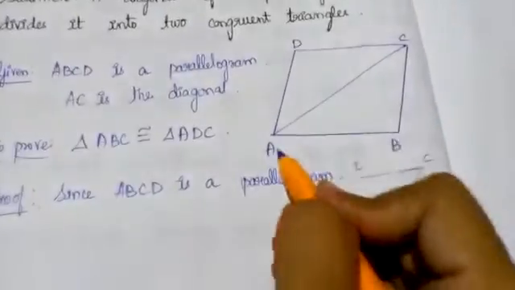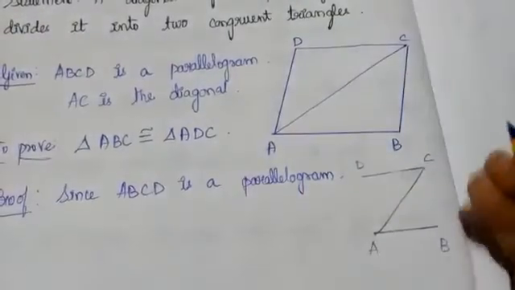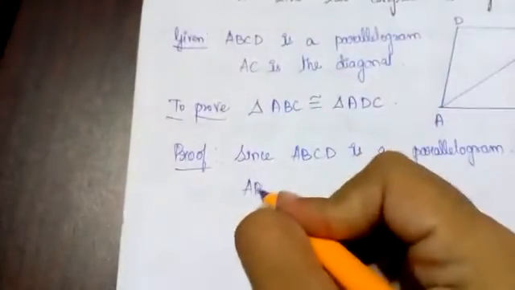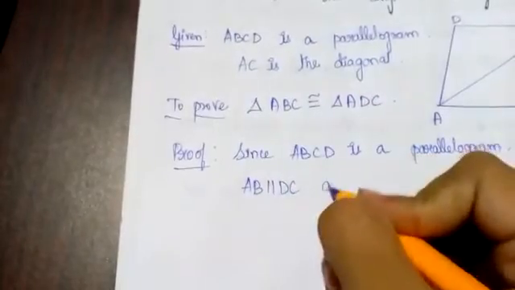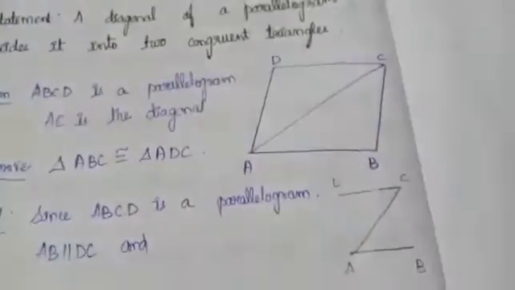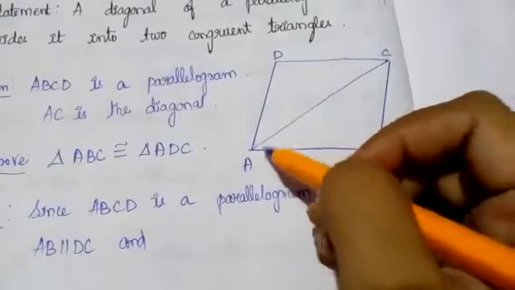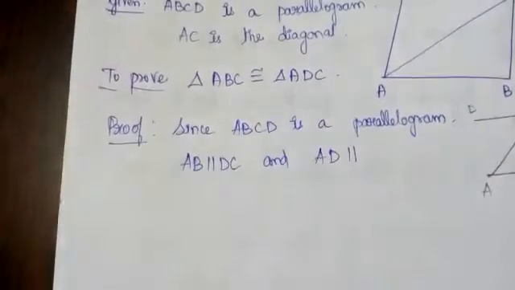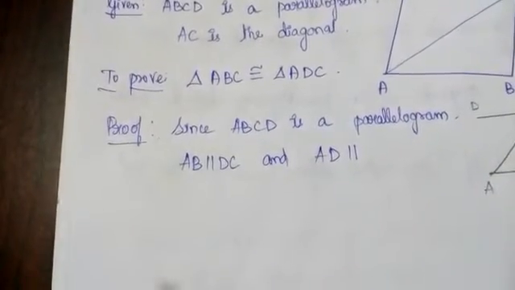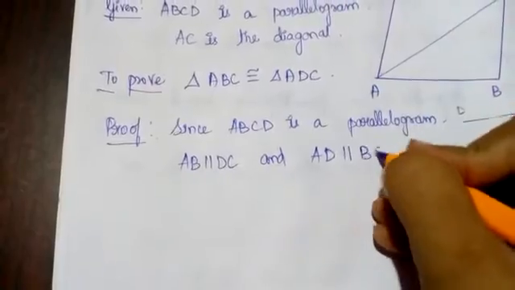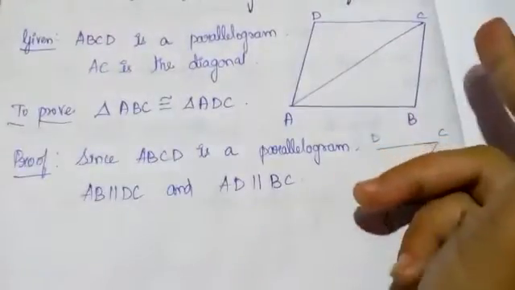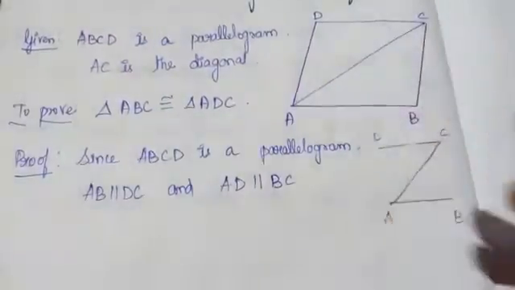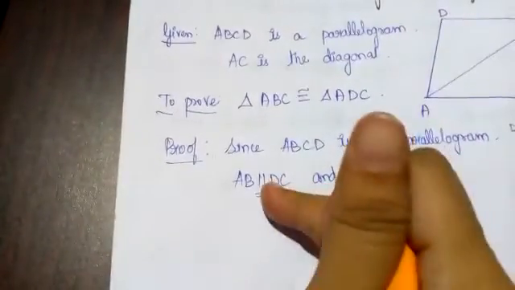Which are the opposite sides? AB and DC are the opposite sides. So you can write it, AB is parallel to DC, and the next one, AD is parallel to BC. So AB parallel to DC and AD parallel to BC. First we are taking this one alone.